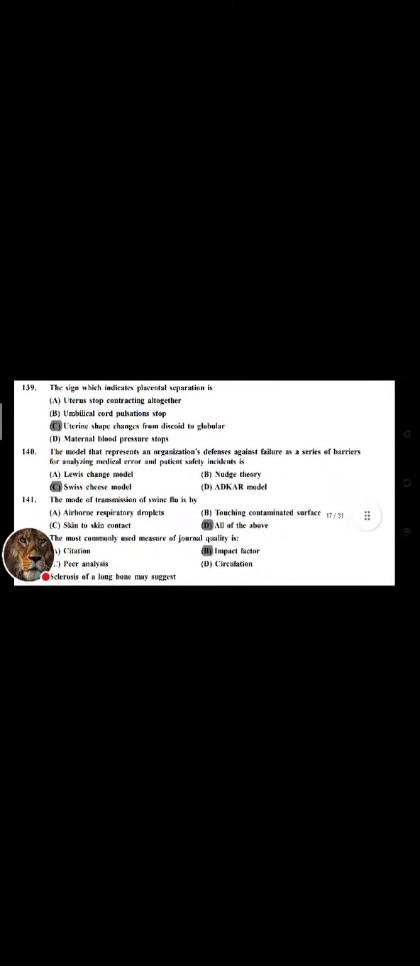The model that represent an organization defenses against failure as a series of barriers for analyzing medical error and patient safety incident is Swiss cheese model. The mode for transmission of a swine flu is by, answer is all of above, in which included airborne respiratory droplet, touching contaminated surface and skin to skin contact.